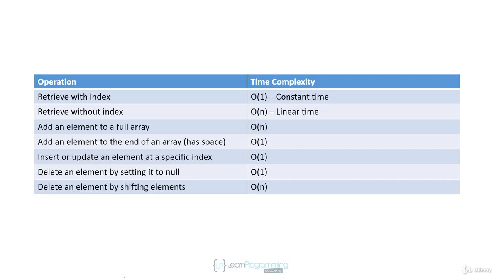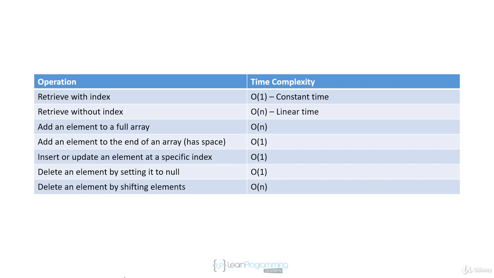Now, if we want to add an element to the end of an array that has space in it, and assuming we know the index of where to add the element, well, that's going to be O of 1, because that's similar to retrieving an element when we have the index. We can figure out the memory address of where the new element is going to go just by using our simple calculation, and so that's also constant time.